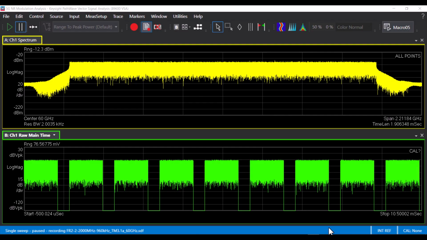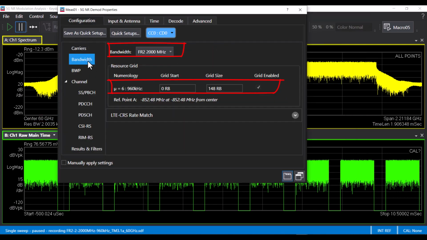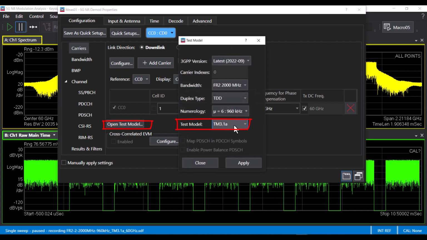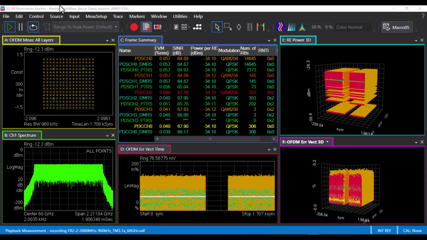Let's now move to the demo, starting with a downlink 2 GHz wide signal at 60 GHz center frequency. For a 2 GHz bandwidth, only the 960 kHz subcarrier spacing is available. If this was an 800 MHz or 1.6 GHz signal, you would see both 480 and 960 kHz subcarrier spacings. I'm using a test model 3.1a. You can see a successful demodulation of a 2 GHz wide signal.